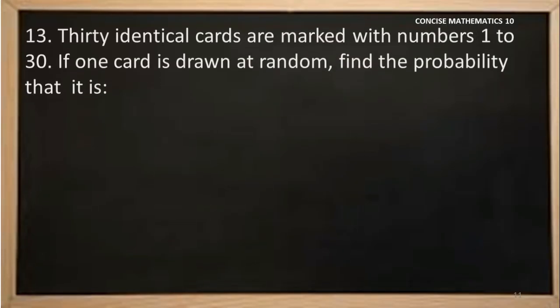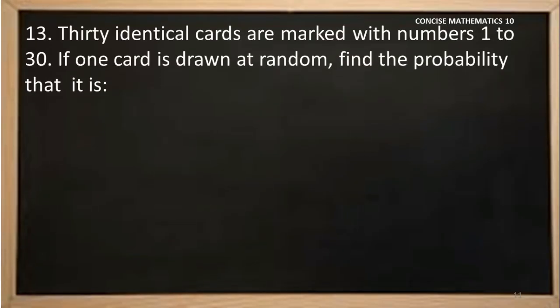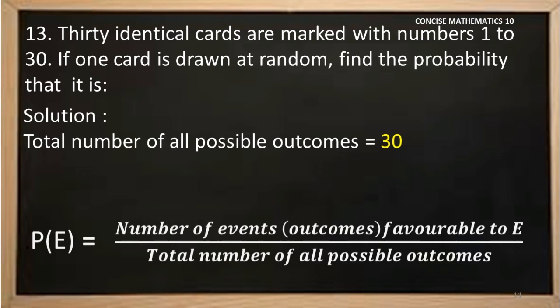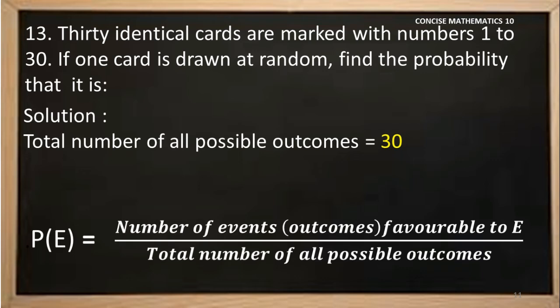30 identical cards are marked with numbers 1 to 30. If one card is drawn at random, find the probability that it is a multiple of 4 or 6, a multiple of 3 and 5, a multiple of 3 or 5. So there are 30 cards marked from 1 to 30. Hence the total number of possible outcomes is equal to 30 and the formula remains the same.